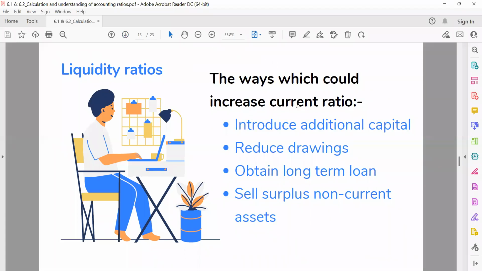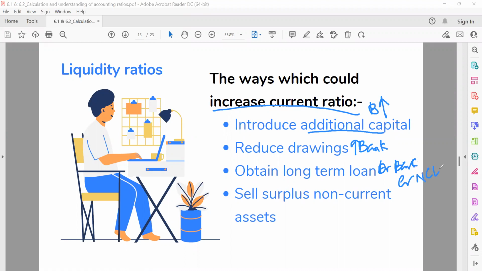What are the ways that we can use to increase our current ratio? Introduce additional capital. When the additional capital increases, the bank will increase. Reduce the drawings. When you reduce the drawings, the money in the bank will increase. Okay, next, obtain a long-term loan, which means debit bank, credit the non-current liability. Loan is a non-current liability. Sell surplus non-current assets, which means debit current asset, basically the bank, and credit non-current asset. So this one will increase.